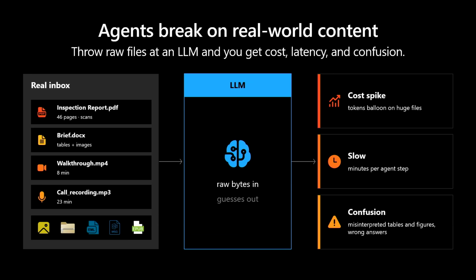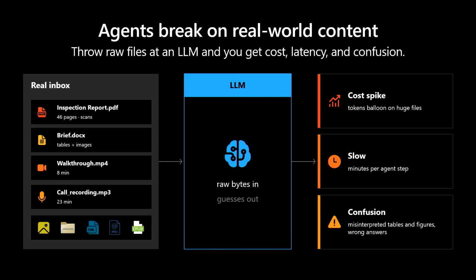Agent pools run into real-world content. This content doesn't come from clean APIs and structured data. You get poor quality scanned PDFs, long emails, Office documents with complex tables, images, audio and video files. This is where agents often break.